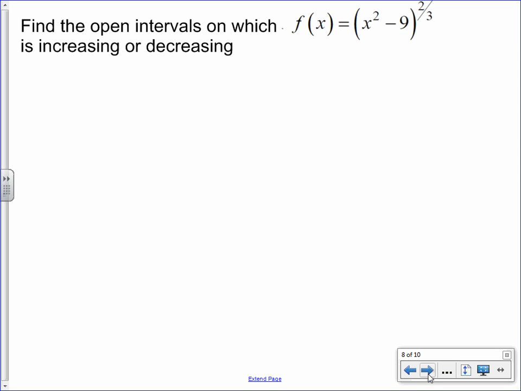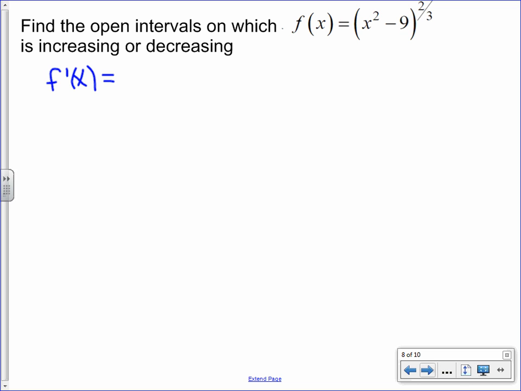Okay? If your domain was 0 to infinity, you could make a number line that just started at 0. Okay? 0 would be one of your critical points if that's where your domain started. But you wouldn't have to worry about that here. So here we go. If we're looking for increasing and decreasing, we need to take the derivative.